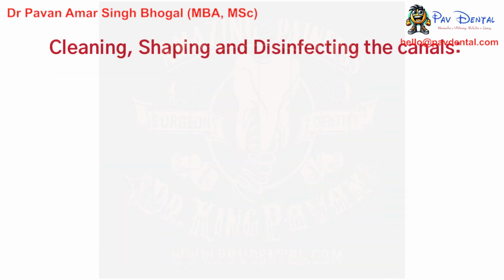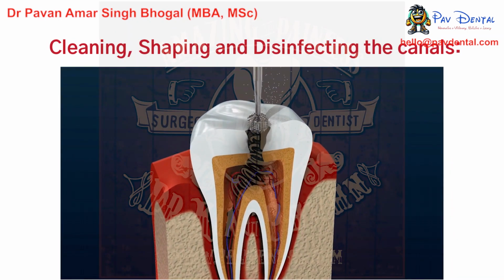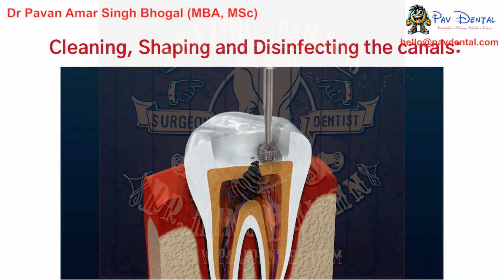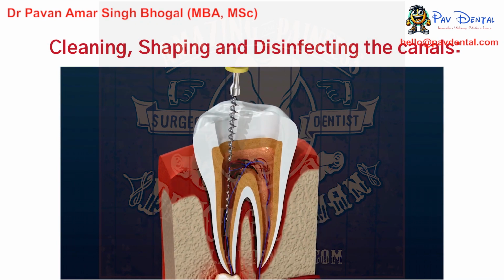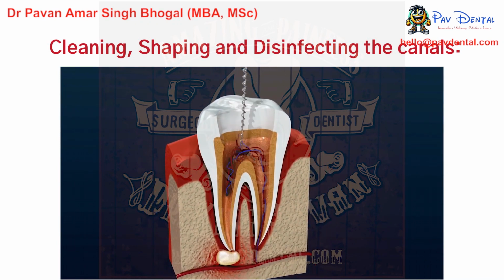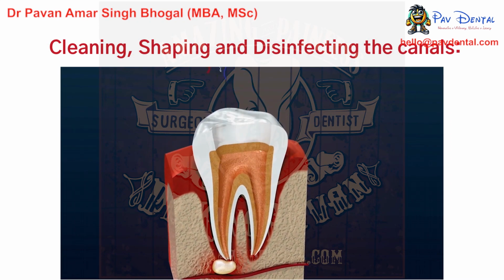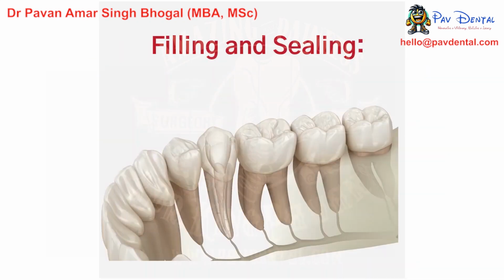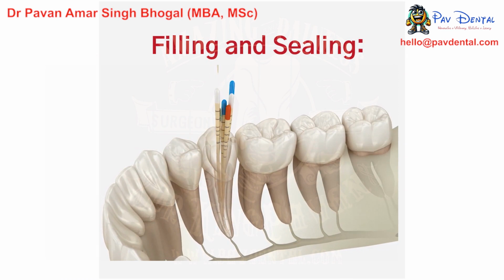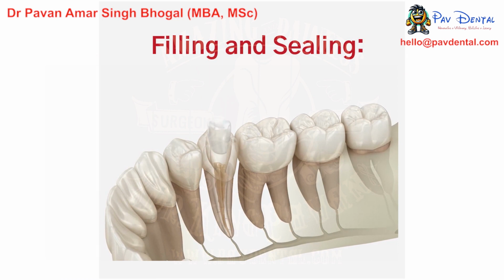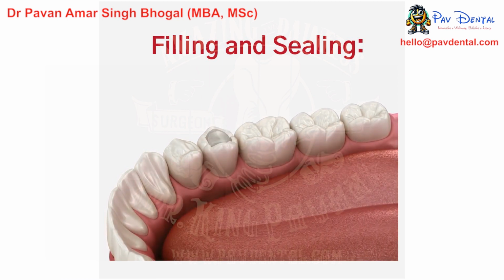Cleaning, shaping, and disinfecting the canals. Using tiny instruments, your dentist will carefully remove the infected pulp and thoroughly clean the inside of your tooth's canals to remove any bacteria. Filling and sealing. Your dentist will fill the canals with a special material called gutta percha to prevent reinfection. They will then seal the tooth to close the opening.